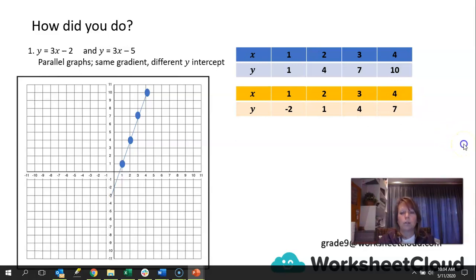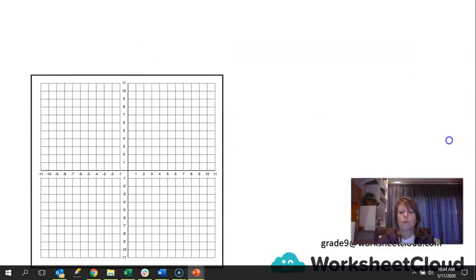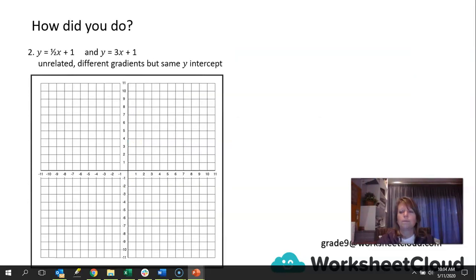Right, let's plot those points. There we go. That's 1 and minus 2, 2 and 1, 3 and 4, and 4 and 7. Okay, join those points. Make sure it goes through the right y-intercept, which is minus 5 there. Okay, and we can tell that they are parallel lines. They have the same gradient, but they cut the y-axis at a different point. Okay, let's go on.